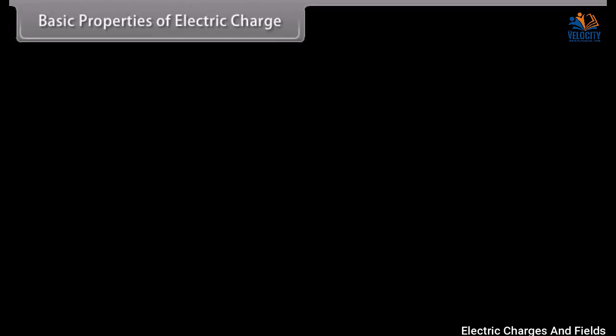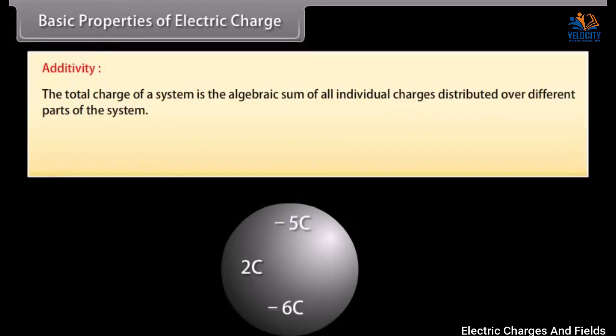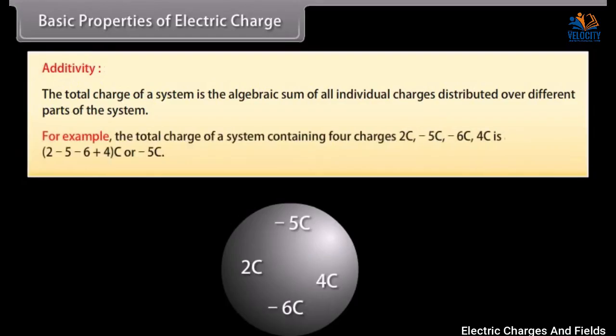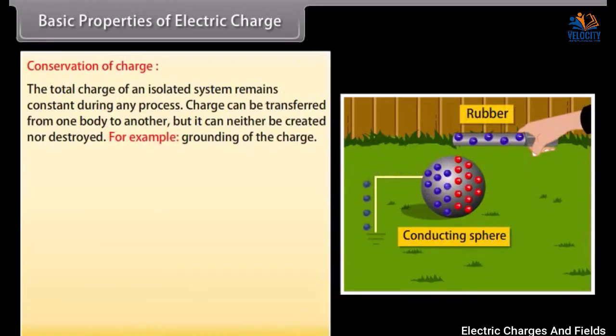Basic properties of electric charge. Additivity. The total charge of a system is the algebraic sum of all individual charges distributed over different parts of the system. For example, the total charge of a system containing 4 charges, 2 Coulomb, minus 5 Coulomb, minus 6 Coulomb and 4 Coulomb is equal to minus 5 Coulomb. Conservation of charge. The total charge of an isolated system remains constant during any process. Charge can be transferred from one body to another, but it can neither be created nor destroyed. For example, grounding of the charge.